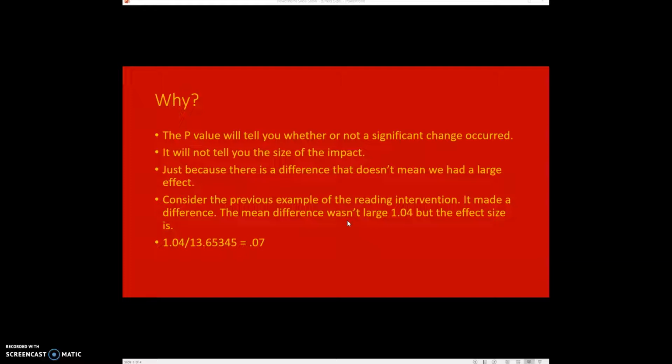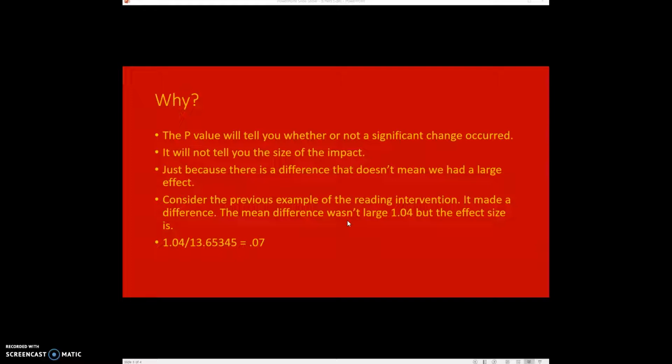So we said the p-value will only tell you whether or not a significant change occurred. It will not tell you the size of the impact. Just because there's a difference, that doesn't mean we had a large effect. And we can't guess at it. There's actually a way to calculate these.